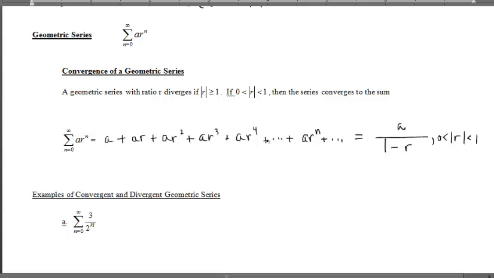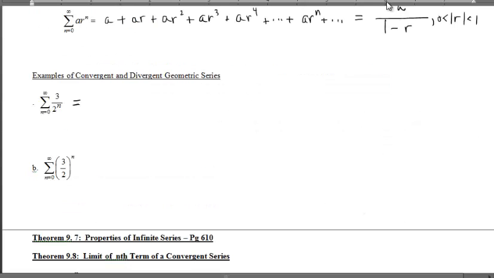Okay. All right, so examples of convergent and divergent geometric series. Let's look at a few of those. Let's look at an example of a convergent and a divergent geometric series. So looking at this first example, I'm going to try and get it to look pretty similar to this format right up here. Okay, so I can do some algebraic things.